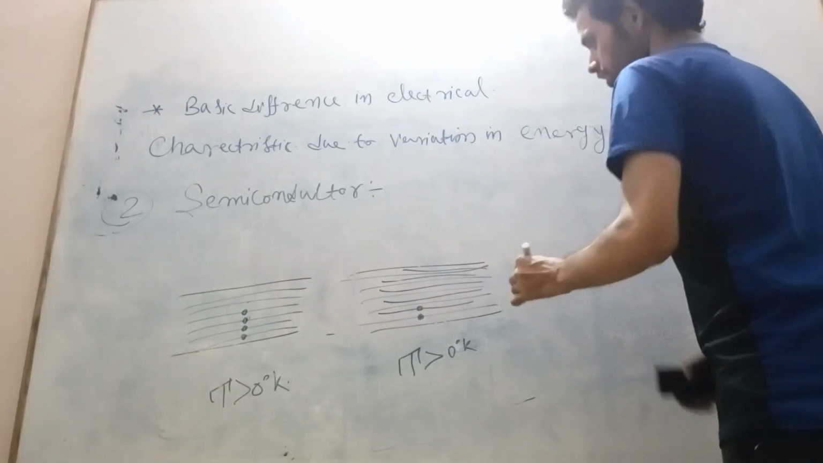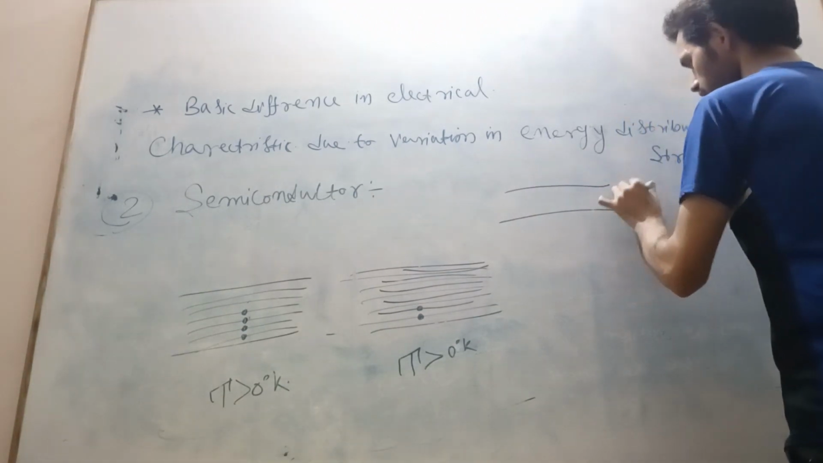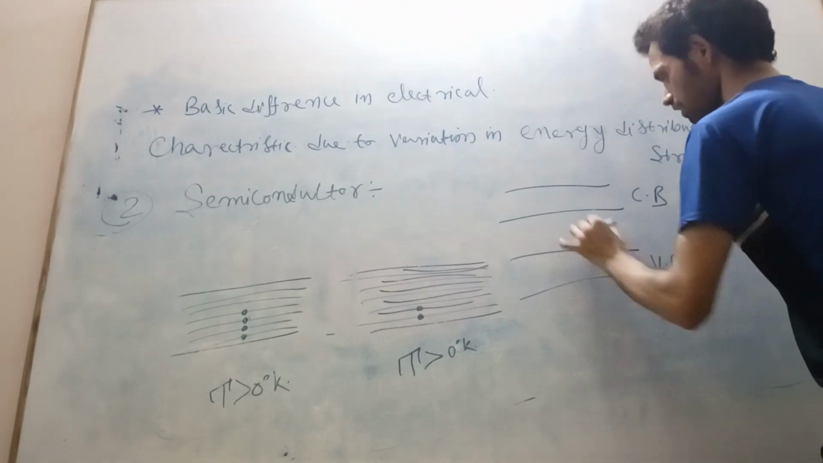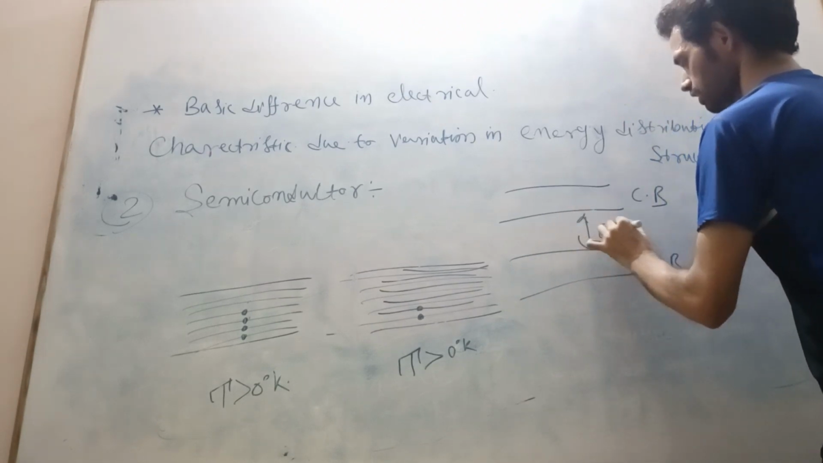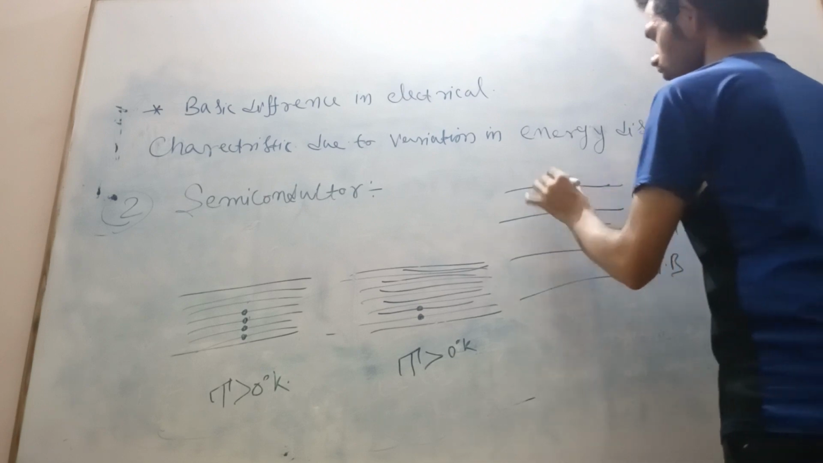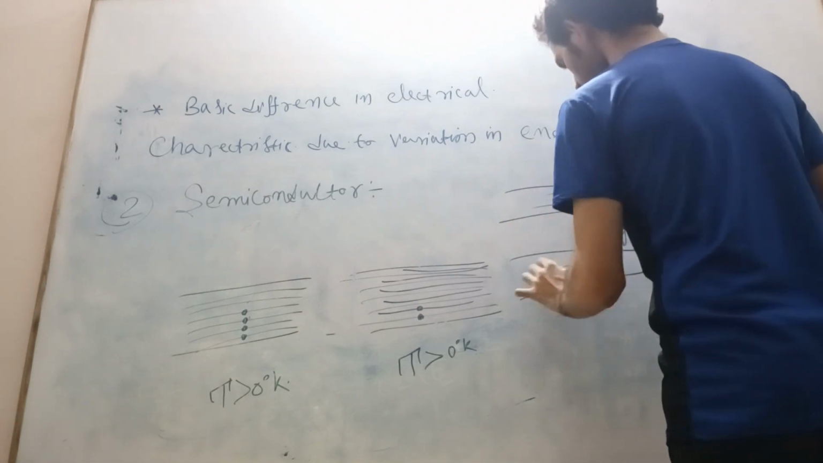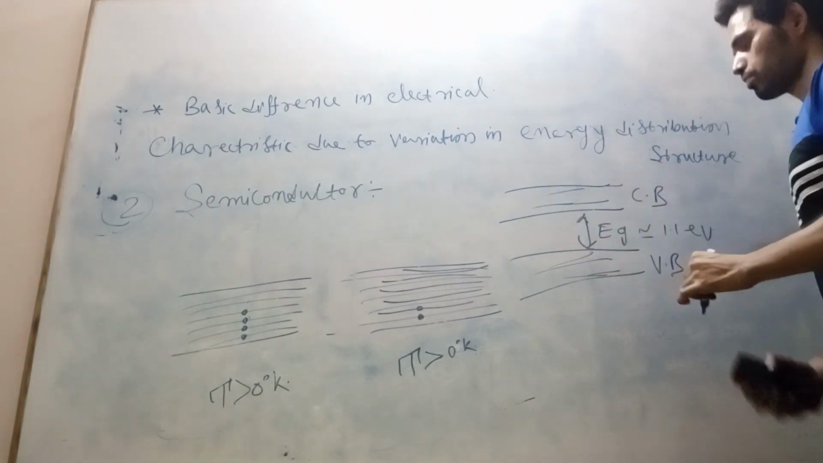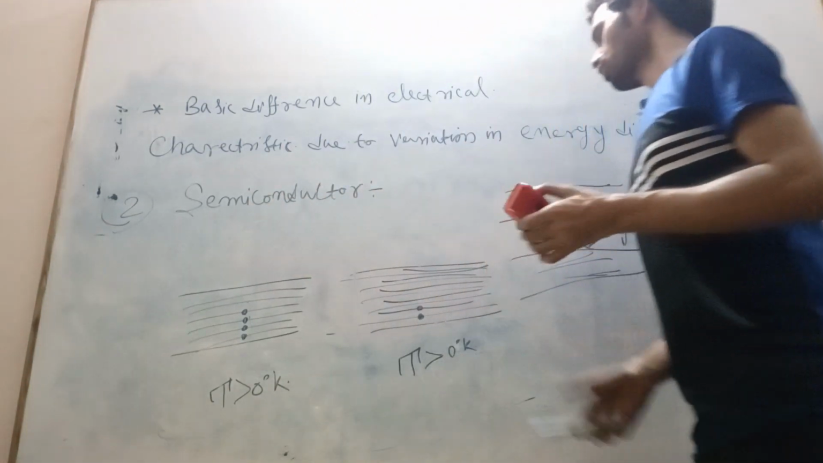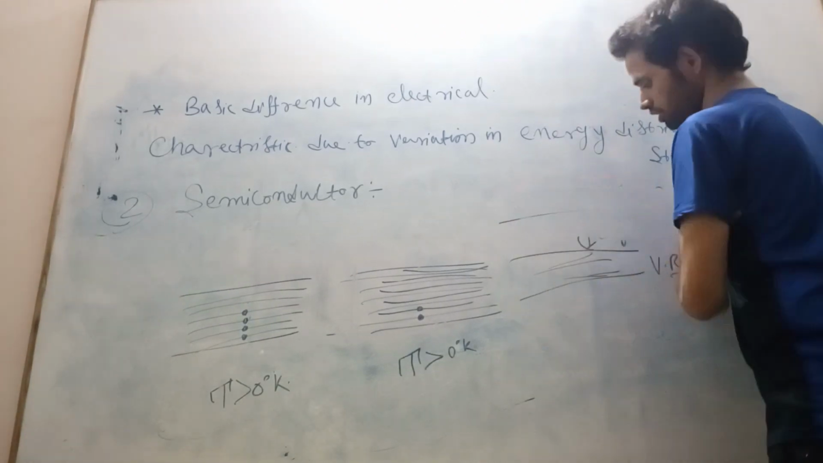Here, this is my conduction band, this is my valence band, and this is the energy band gap, which is almost 1.1 electron volt. So these are the valence band and the conduction band. This is the semiconductor material. Next we will see the conductor.